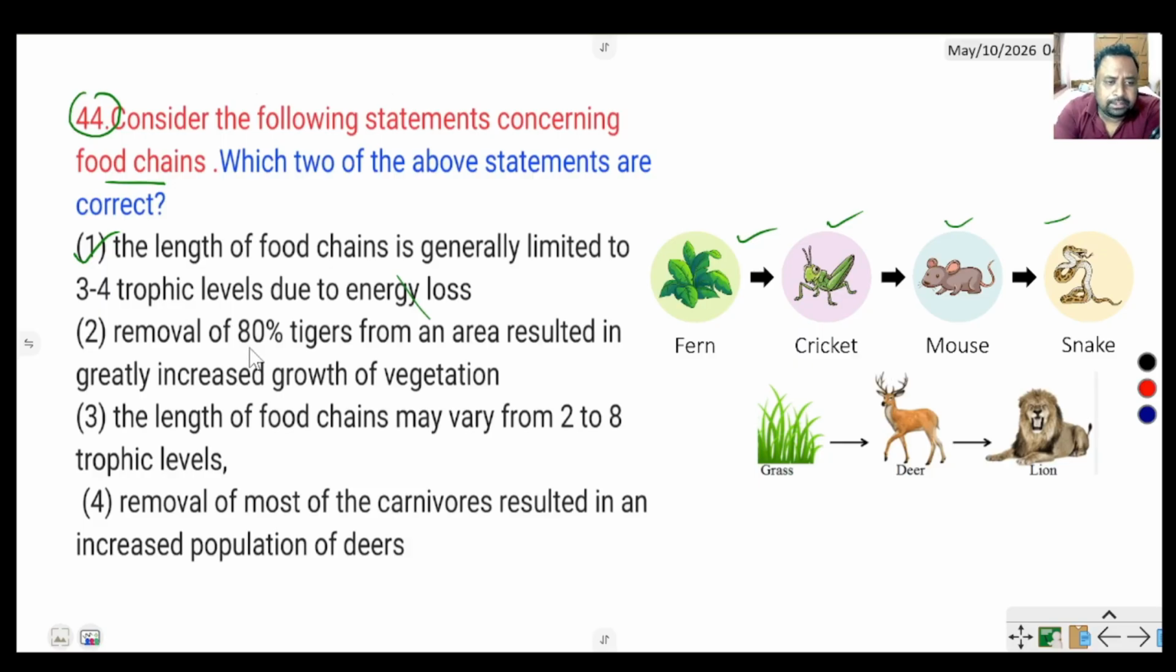Removal of 80% tiger from an area results in greatly increased growth of vegetation. Not so, tiger or lion is not a herbivore, so it greatly increases the tiger or lion's food like deers. The length of food chain statement is false. The length of food chain may vary from 2 to 8 trophic levels, not 8, 3 to 4 is the correct option.